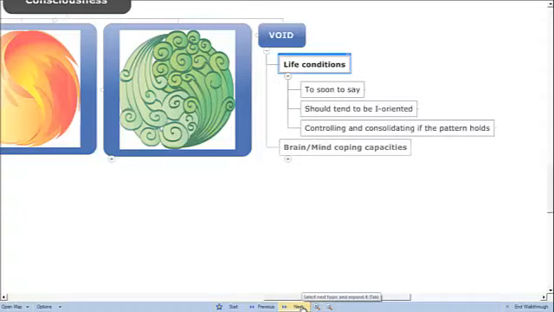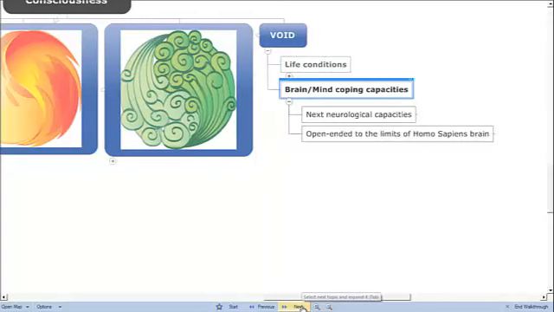So for the life conditions at void, it's too soon to say. It should tend to be I-oriented because Earth external is we-oriented. It should be controlling and consolidating if this pattern holds. So for somebody at lower levels, it's going to look like fascism. It's going to look like that previous level of absolute obedience to authority, but it's something different.